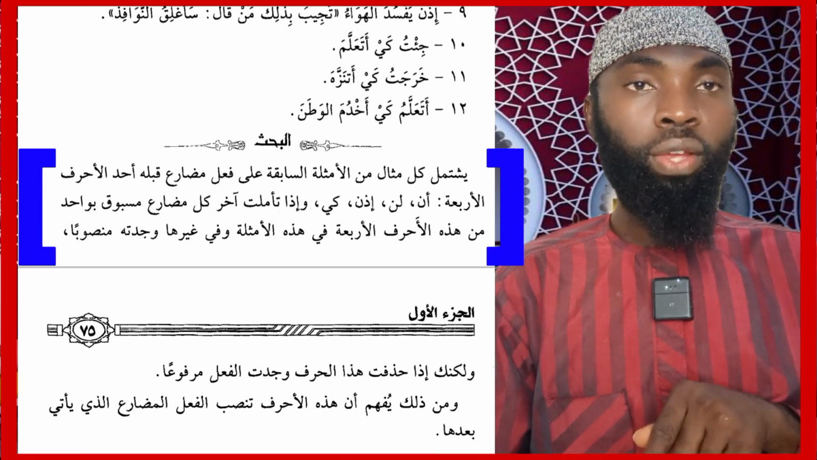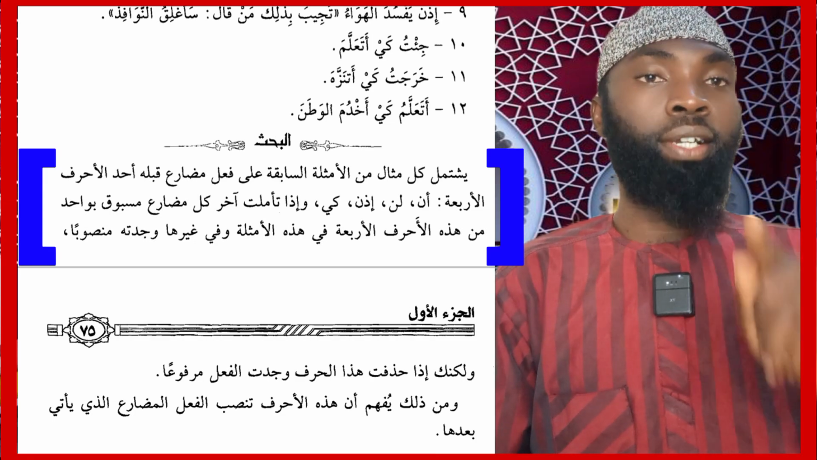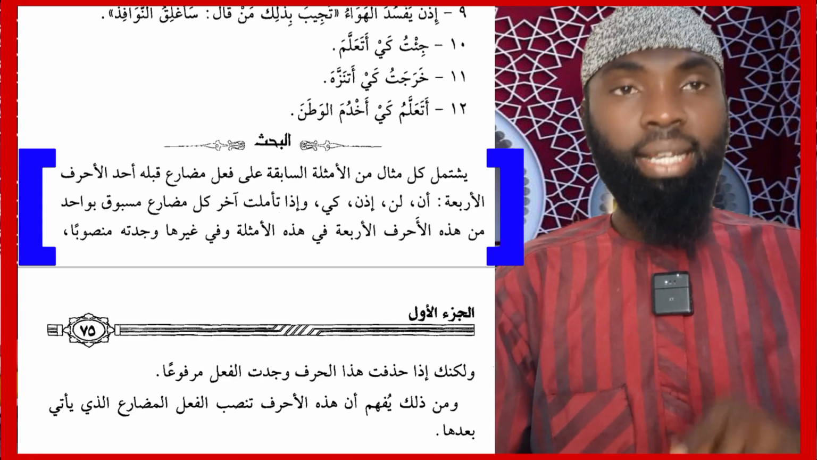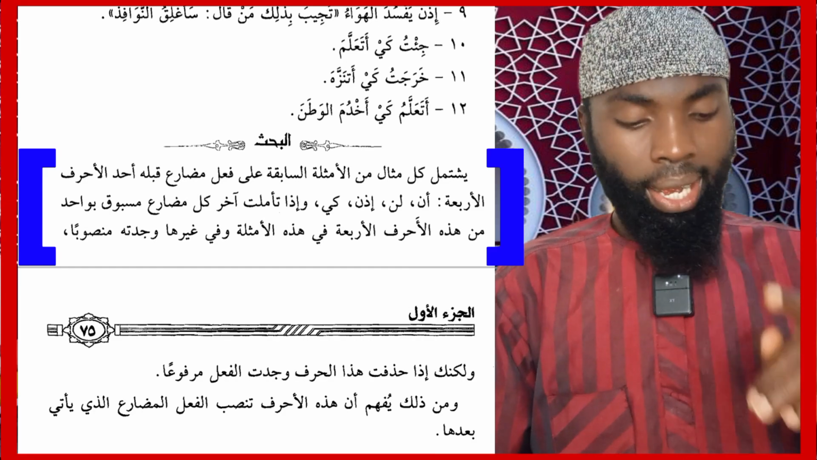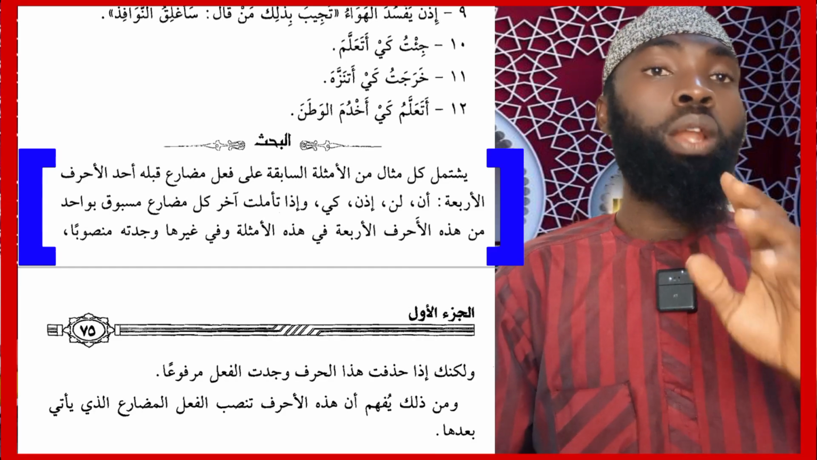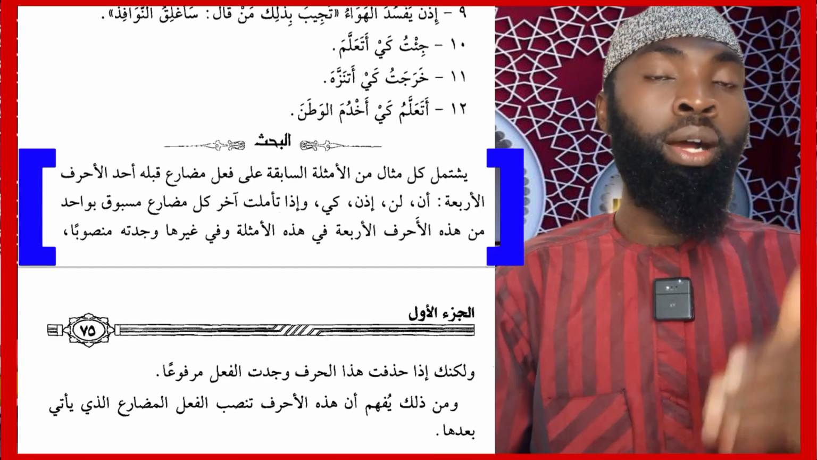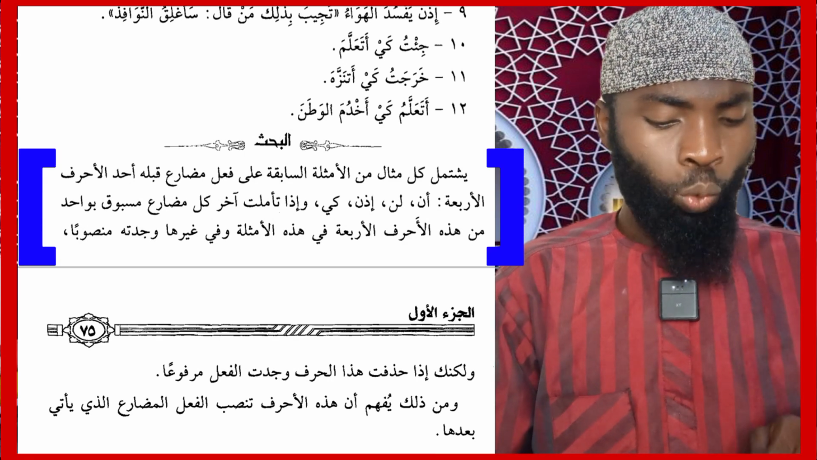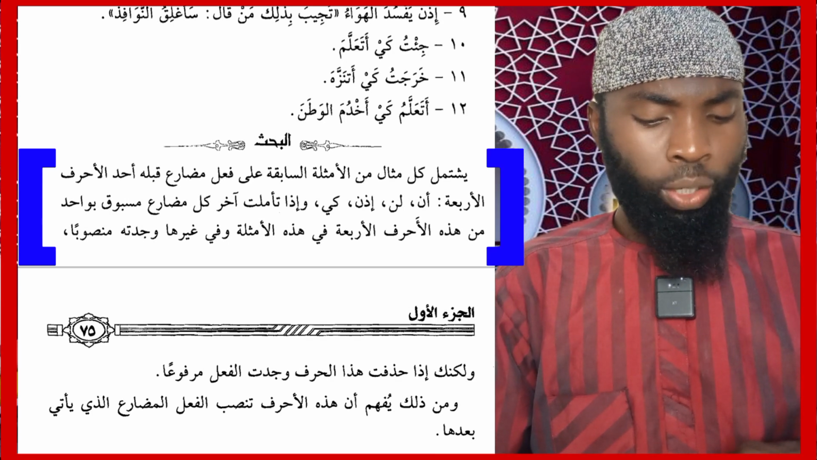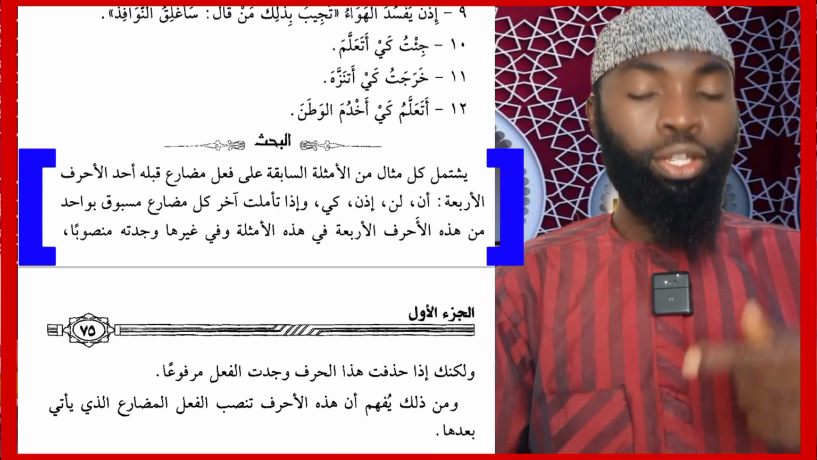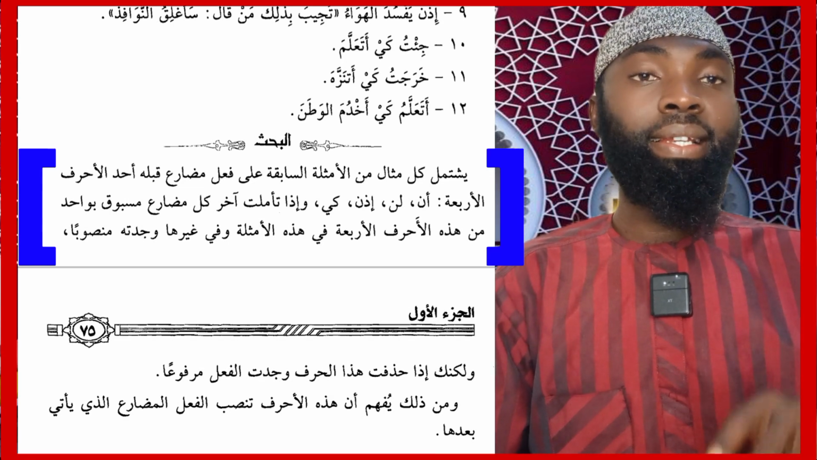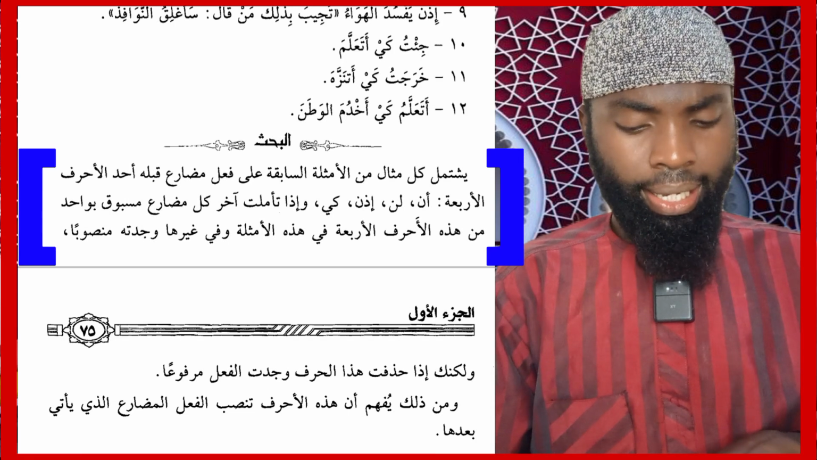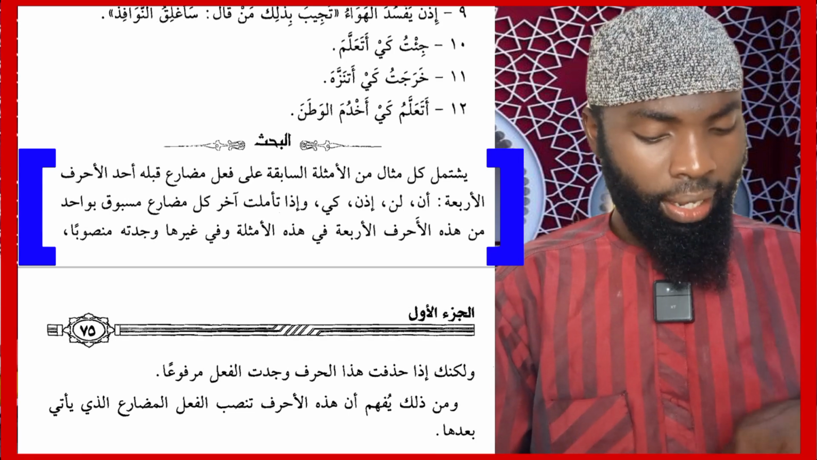قبله أحد الأحرف الأربعة. And when we look at the present tense verbs which are contained in each of the previous examples, we will see that each of them is being preceded by one of the following particles. One of the following particles comes before each of the present tense verbs that you see in the previous examples. وإذا تأملت آخر كل مضارع. And if you are to ponder over the end of each of the present tense verbs that you see above, مسبوق بواحد من هذه الأحرف الأربعة في هذه الأمثلة.